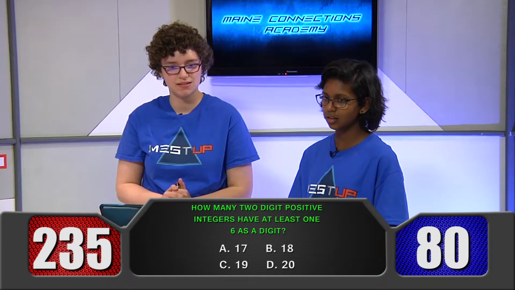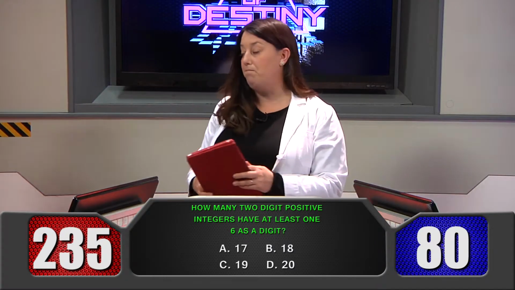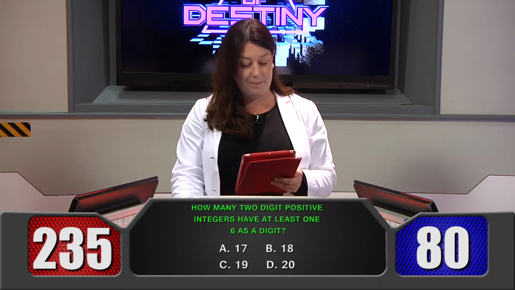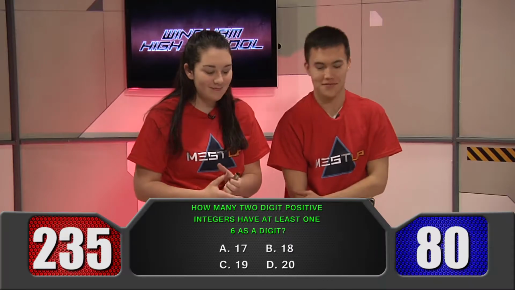And blue team. Is it C, 19? It is not. And red team. Is it D, 20? It is not. The correct answer is B, 18. Okay, so red team, your choice. Let's just do 15.